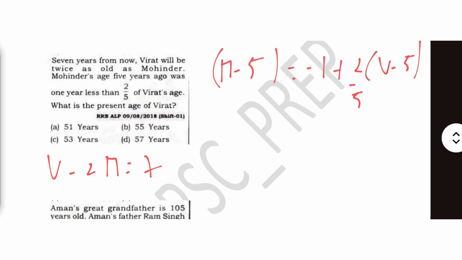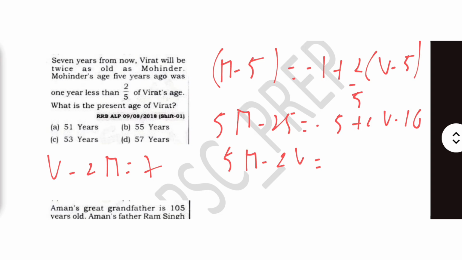Mohinder's age 5 years ago was 1 year less than 2/5 of Virat's age, which was 5 years ago. Okay, so 5M minus 25 equals minus 5 plus 2V minus 10. So 5M minus 2V is nothing but 25 minus 5 is 20, 20 minus 10 is 10.